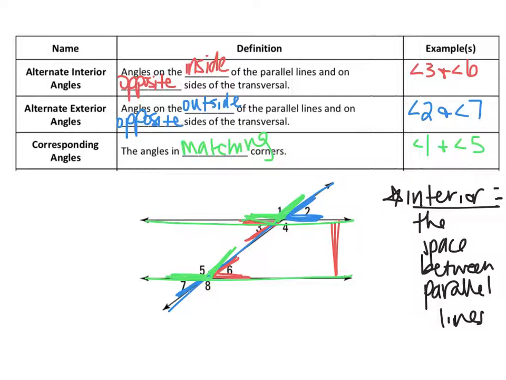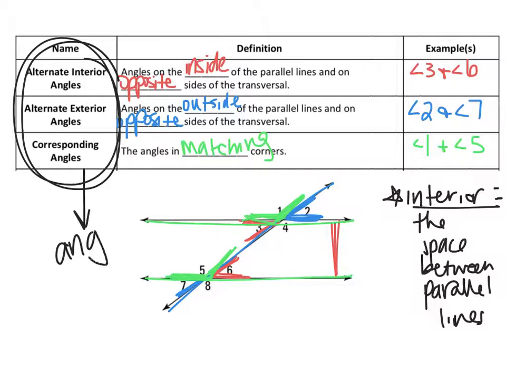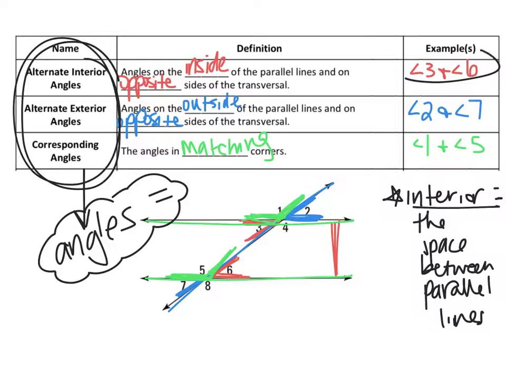Once we know that we have these relationships, that tells us that the angles that make up those relationships are equal. Okay, so for example, angle 3 and 6 are equivalent or are congruent or equal to one another. Angle 2 and 7 are also equal or congruent to one another, and angles 1 and 5 are equivalent or congruent to one another.